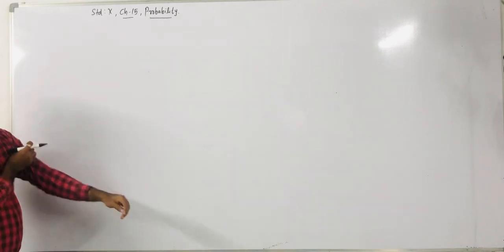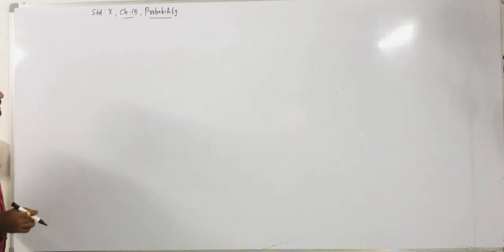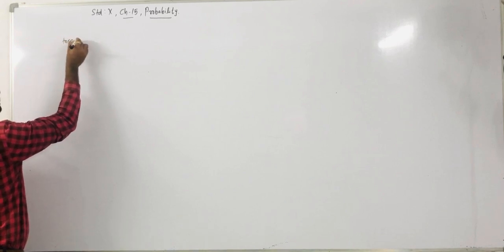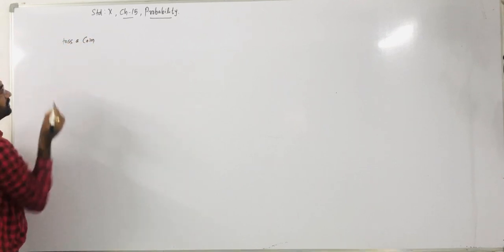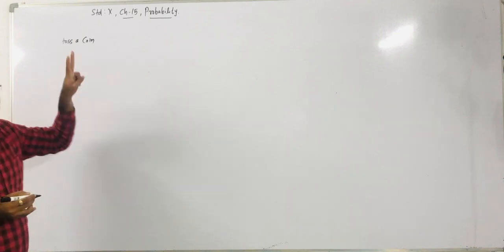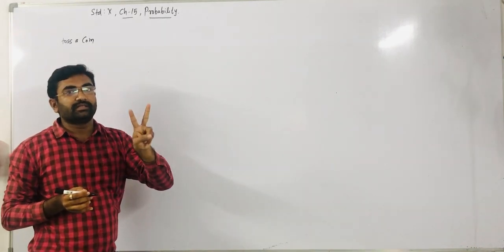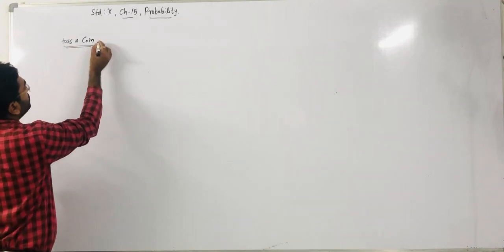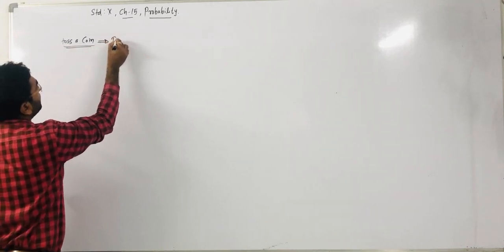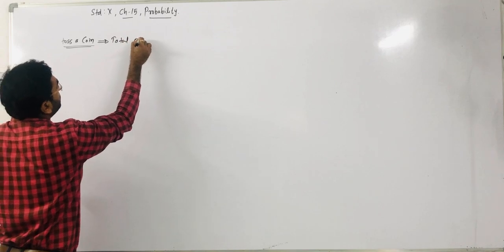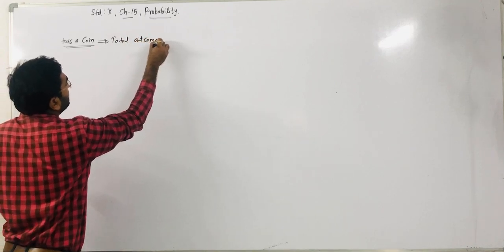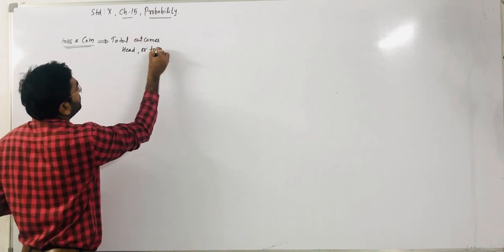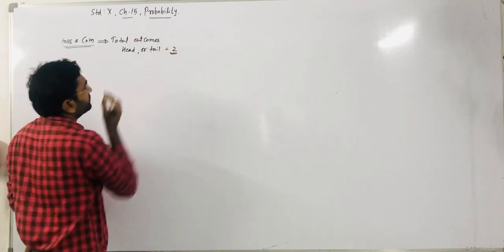Now suppose for probability I take one simple example. Suppose I toss a coin one time. We are all at this point: there are two sides, one is a head, another is a tail. So whenever you toss a coin, the total outcomes you get are head or tail. It means two outcomes you get.